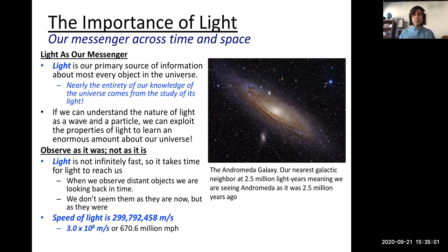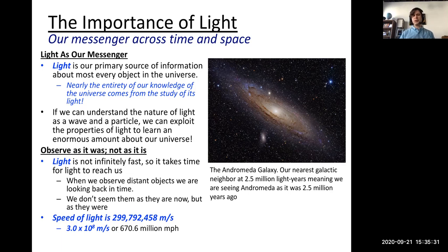That's 300 million meters per second, or you can say 300,000 kilometers per second, the typical ways that people mention the speed of light. Something a little bit more familiar to you, that's 670.6 million miles per hour. Insanely fast, absolutely absurdly fast. So fast that here on Earth, it feels like light travels instantaneously. However, cosmically, light is tragically slow.